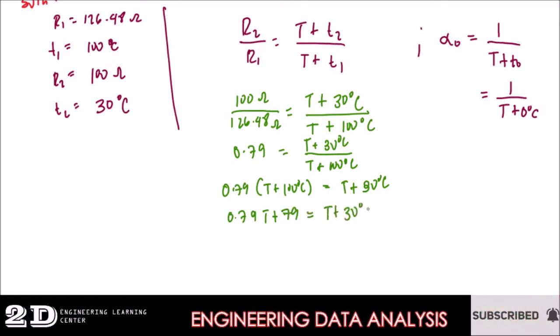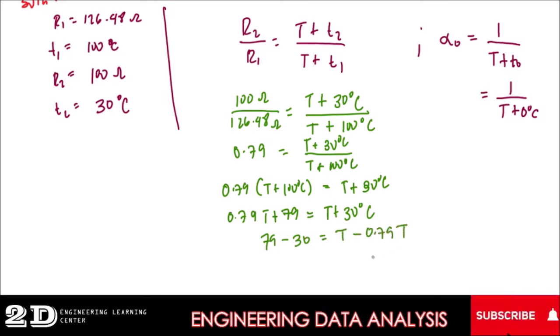Plus 30 degrees Celsius. So combine natin yung like terms. So meron tayong 79 kalimpan yung sa kabila, minus 30. So we have T minus 0.79 T. So using our algebra, so we have 79 minus 30. So that will be equal to 49. Then we have T minus 0.79.